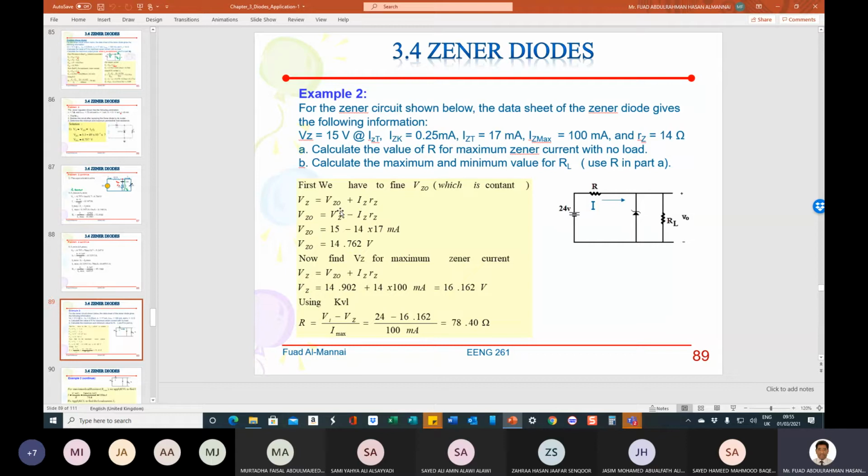We saw how we calculated it in the first example. We calculate VZO, substitute, and that will give you 14.76. And then for VZ max, find VZ for maximum Zener current, and VZ will be equal to 16.162 volt. And then find R here, and R will be 78.4 ohms. We have seen that before, right?